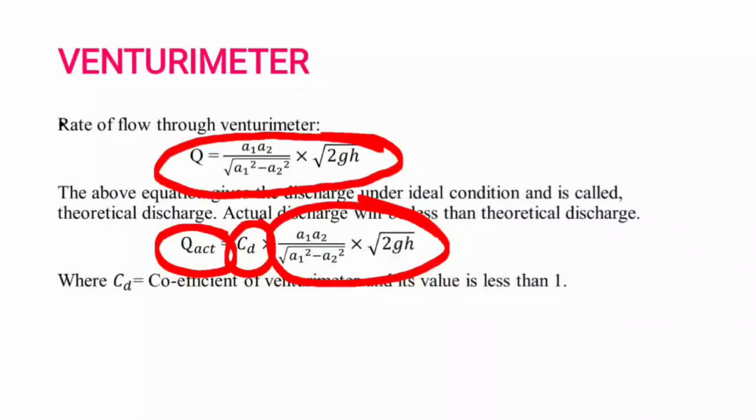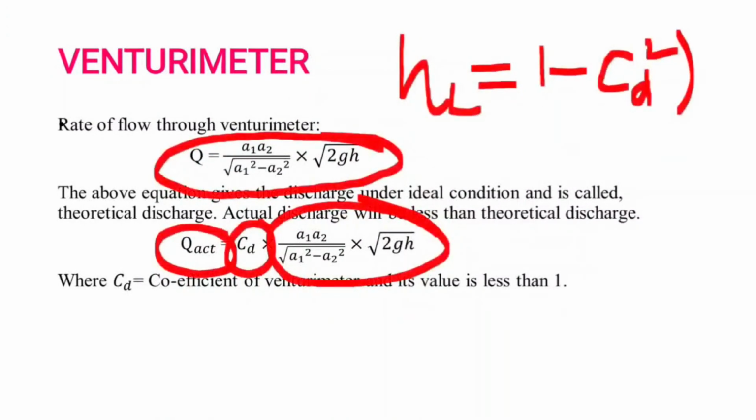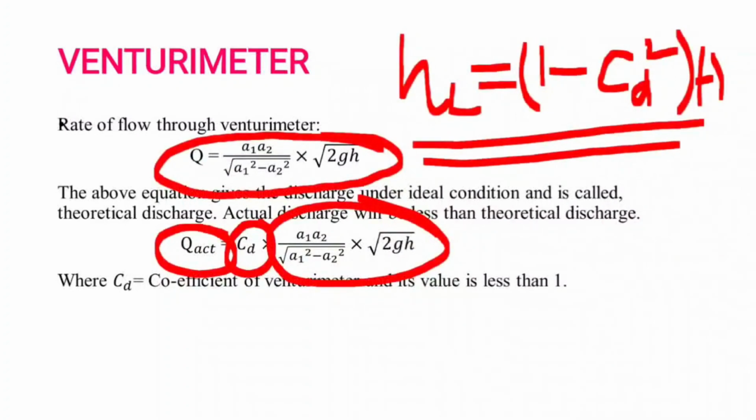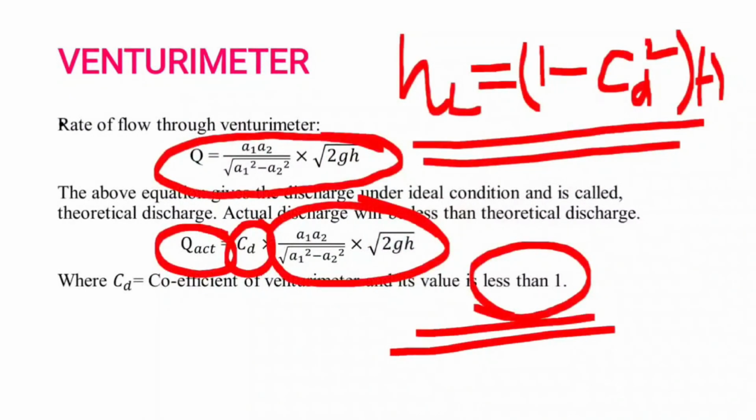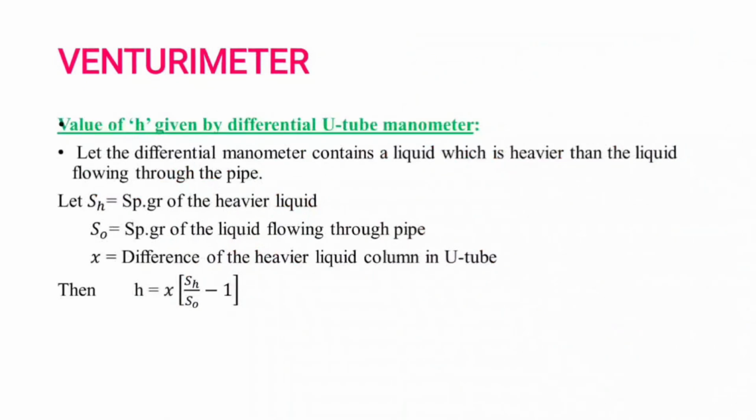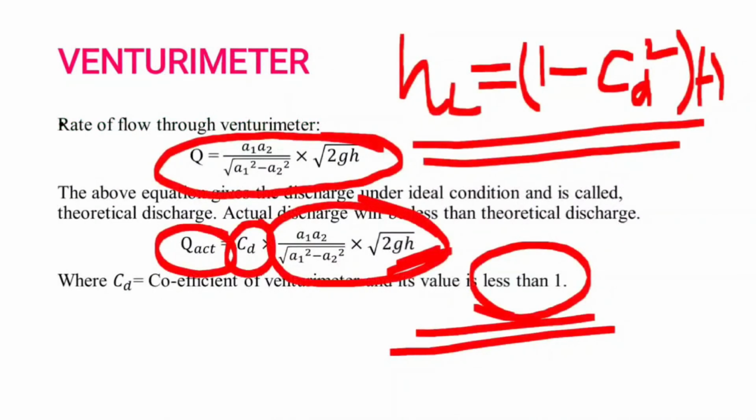If you calculate for real fluids, we calculate head loss, right? The head loss is equals to, for the Venturimeter, 1 minus Cd square into H. This is the formula for head loss for Venturimeter. The coefficient of Venturimeter, its value is less than 1. The next, the value of H. This is the H value, right?